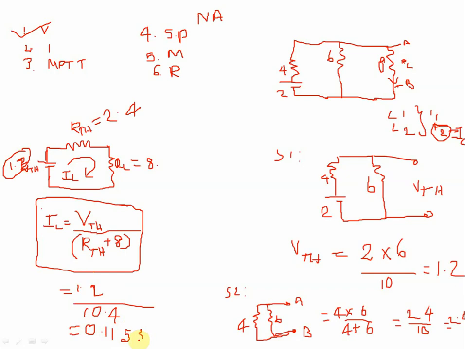0.1153. So this is the answer for that load current. These are the 3 steps you are going to use to find the load current with that method. This is called Thevenin's theorem.